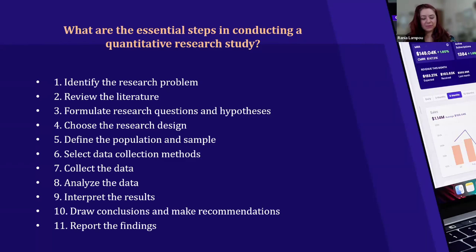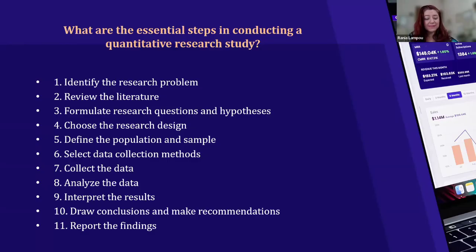After that, we select data collection methods. We choose appropriate tools, such as surveys, tests, and structured observations, and we ensure the validity and reliability of instruments. The next step is to collect the data. Administer instruments in a consistent and ethical manner, and monitor data collection to ensure accuracy and completeness. Then analyze the data. Use statistical software, for example SPSS, R, or Excel, to perform analysis and apply descriptive statistics, mean, median, or inferential statistics, t-test, ANOVA, regression, etc.